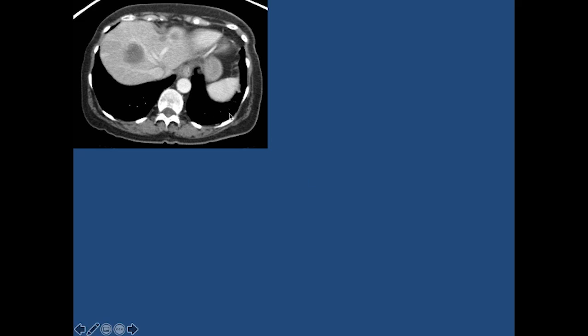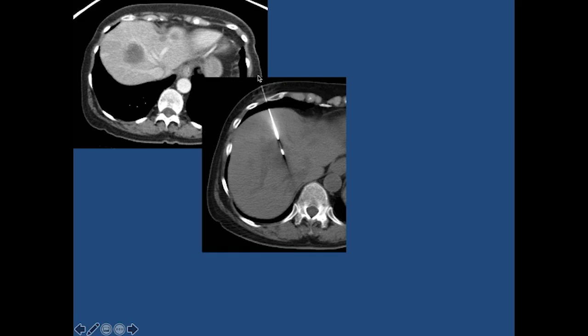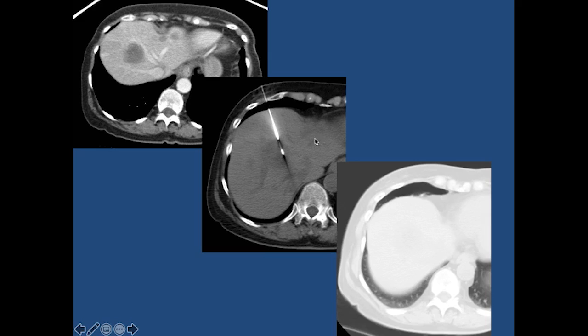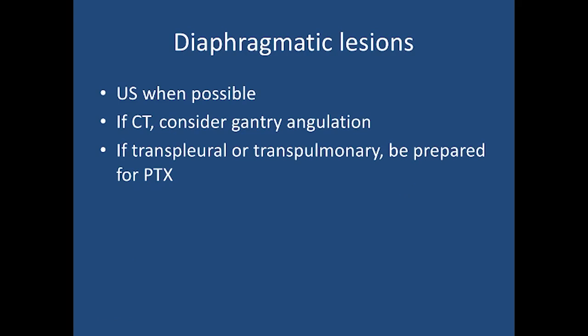Here in this example, we have several lesions near the diaphragm, and a needle is placed using CT guidance, and note that the needle is inadvertently placed through parenchyma, lung parenchyma, and a small pneumothorax occurs. As such, for diaphragmatic lesions, whenever possible, ultrasound guidance should be considered.